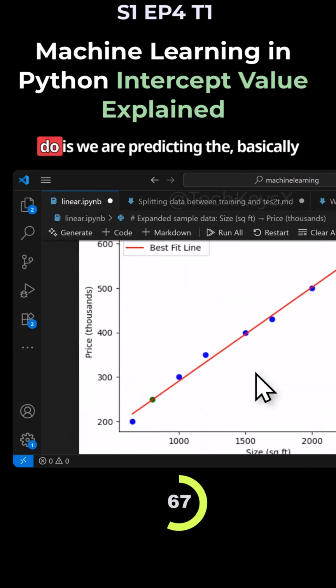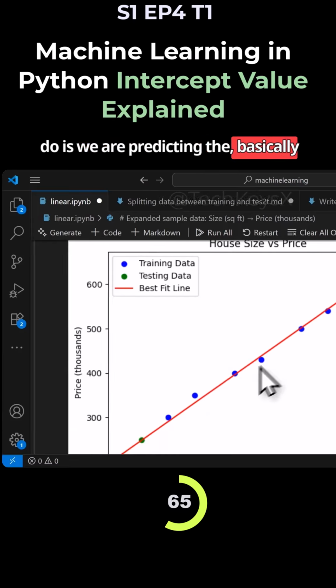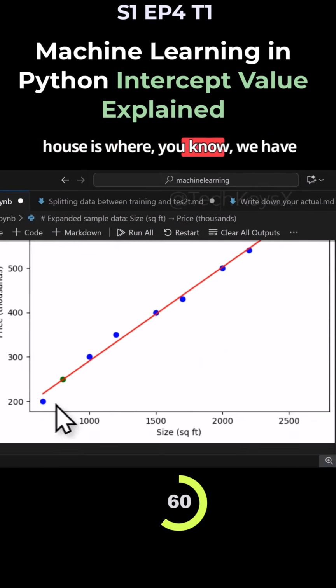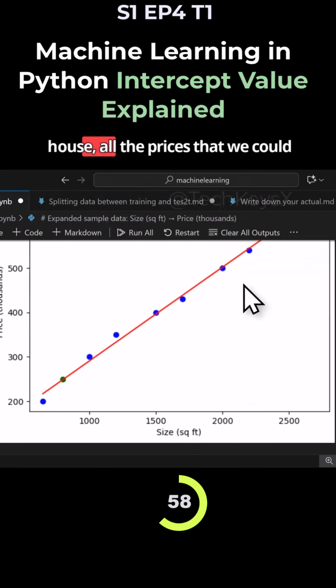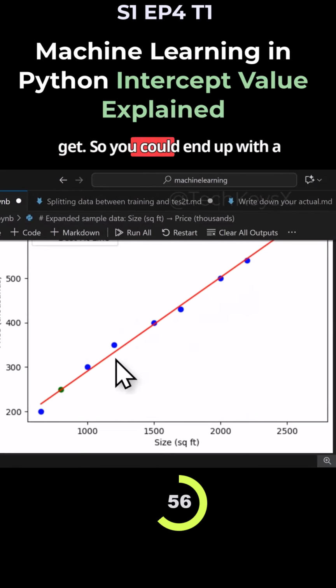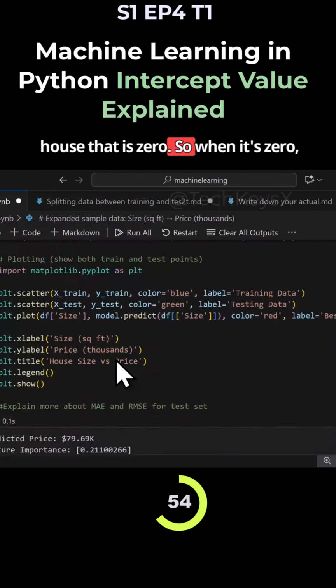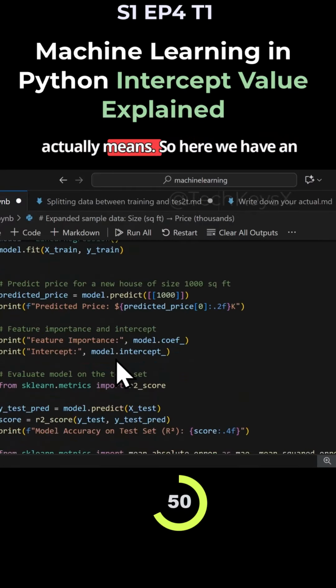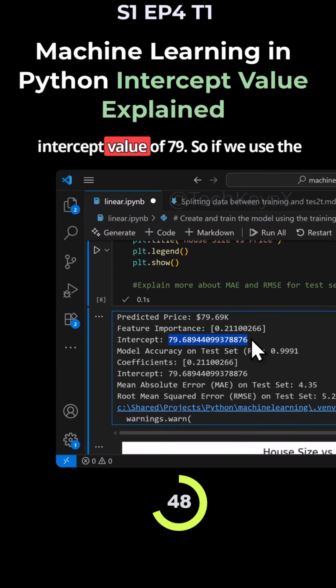What we are doing is predicting the formula for this line. We have to predict the price based on the size of the house, so you could end up with a house that is 0. When it's 0, that's what the intercept value actually means. Here we have an intercept value of 79.